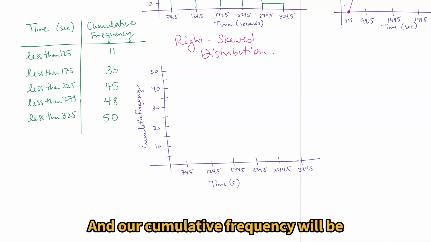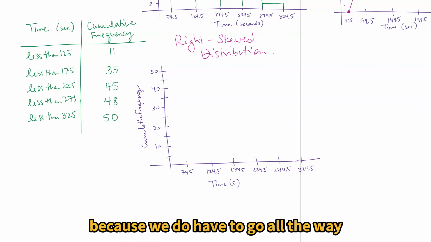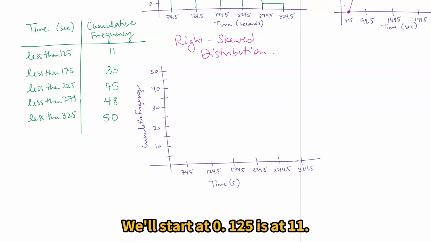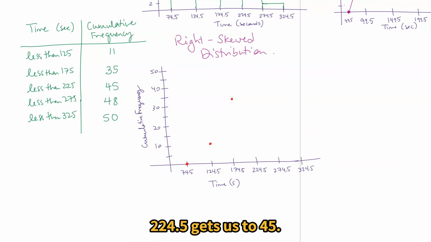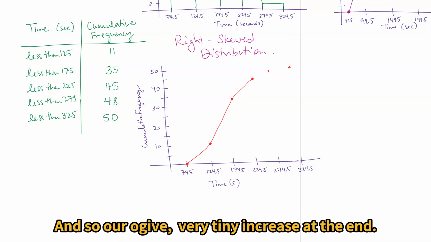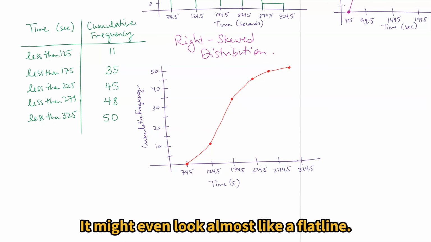And our cumulative frequency will be a little bit different on the labeling because we do have to go all the way up to 50 for our ogive. We'll start at 0. 125 is at 11. 174.5, that'll get us to 35. 224.5 gets us to 45. 274 only adds 3 more, and 324 only adds 2 more. And so our ogive, very tiny increase at the end. It might even look almost like a flat line.